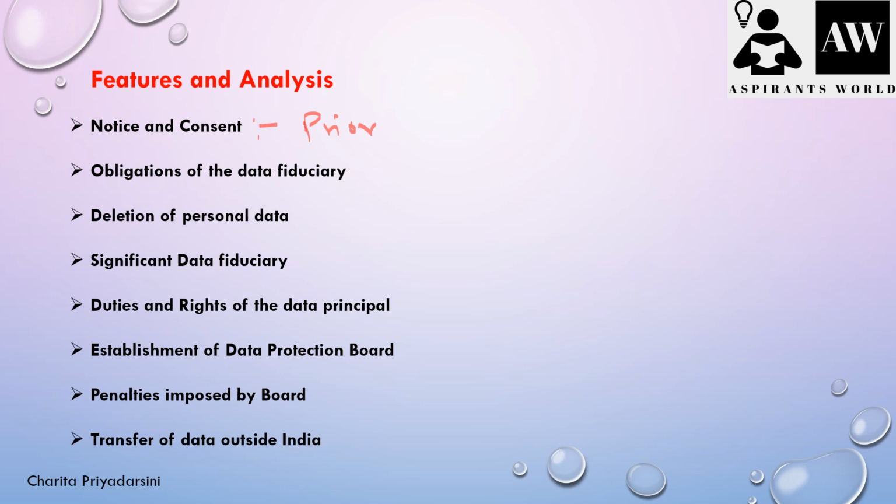The data fiduciary has the obligation to ensure that personal data is processed, stored, or erased in a safe and proper manner. The bill imposes some responsibilities also. If there is a breach, the data fiduciary must inform the board and the data principal. Deletion of personal data is required once the purpose for collection is no longer served, or the retention is no longer necessary. So every data fiduciary must appoint a data protection officer to address the data principal's queries and concerns.